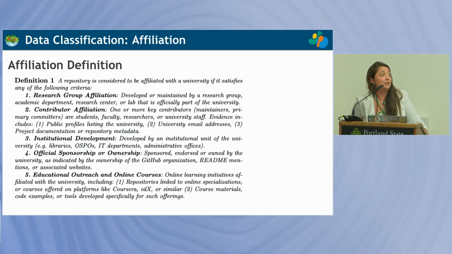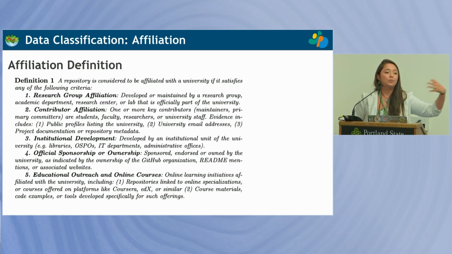So the first thing that I did was to come up with what exactly it means to be affiliated with a university. I'm not going to read the definition, but basically I divided it into 5 key things. The first one is research group affiliation, so things that are developed by research groups at the university. That one is sort of easy in most cases because they have organizations that have either the URL or the email that contains the domain of the university. Contributor affiliation: someone in the contributors of the repository is affiliated with the University of California. It could be that it says so in the profile or they have an email from the university.